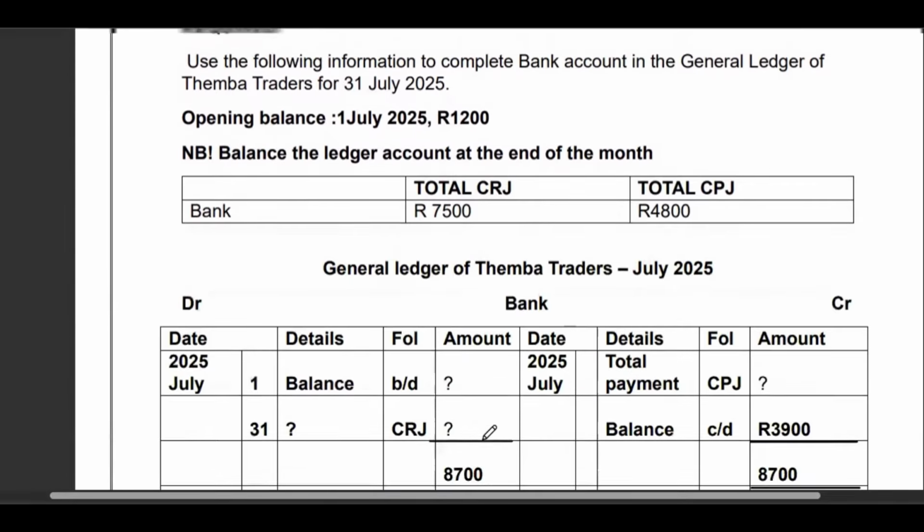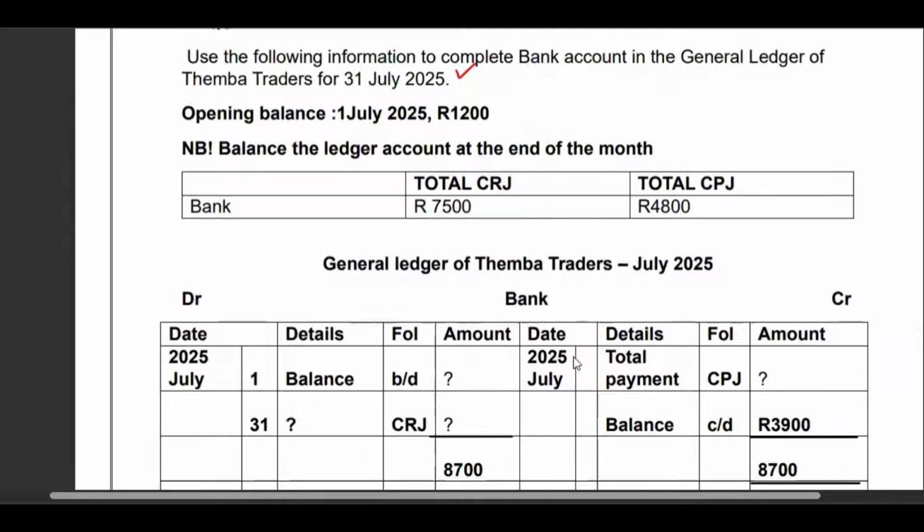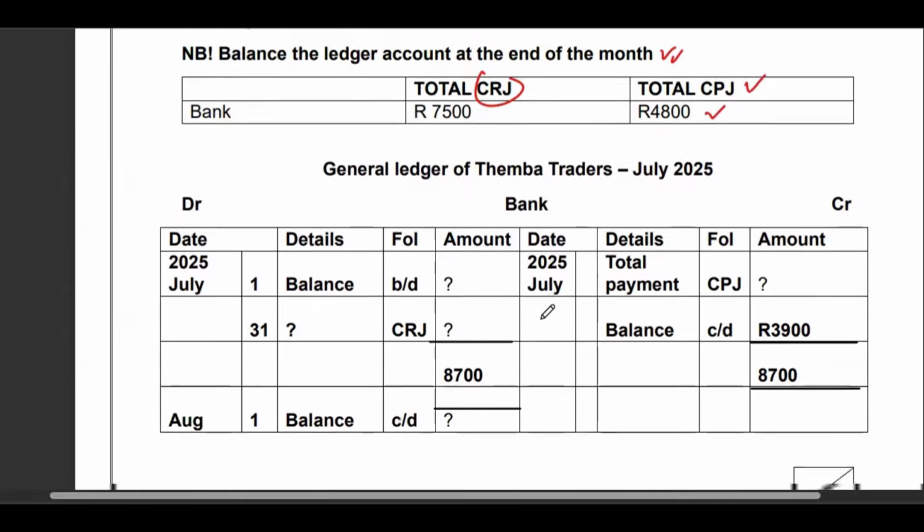We move on to the next question, which is question number 4, the general ledger. You are supplied with the following information from the books of Timber Traders. Use the information to complete the bank account in the general ledger of Timber Traders for 31st July 2025. So we know that the opening balance on the 1st of July is 1.2. NB, balance the ledger account at the end of the month. So what we have, the total CRJ is 7.5, and then the total for the CPJ, for the payments, will be 4.8. All right.